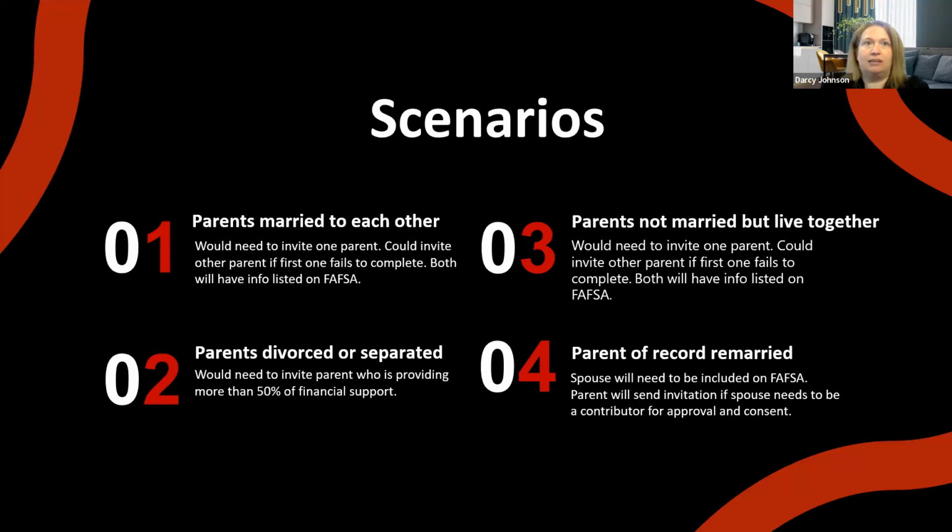But yes, in a case where the biological parents are divorced or separated, the biological parents would never both be listed on the FAFSA together unless they were living together. That's the only time in a case of biological parents not being married that they would both be on there, is only if they were living together still.